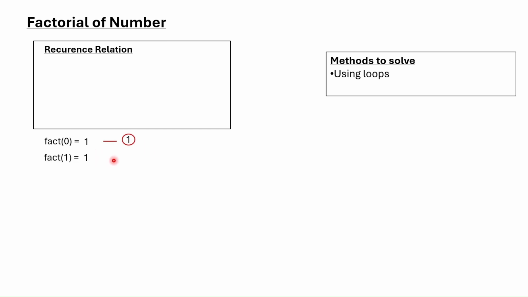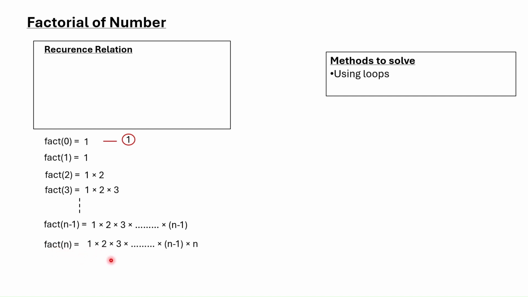Factorial of 1 is 1. Factorial of 2 is 1 multiplied by 2. Factorial of 3 is 1 multiplied by 2 multiplied by 3. And similarly, we can write that the factorial of n minus 1 is 1 multiplied by 2 multiplied by 3 till n minus 1 terms. Similarly, we can write the factorial of n as 1 multiplied by 2 multiplied by 3 till n terms. And if we look at this portion, what is this? This is the factorial of n minus 1.